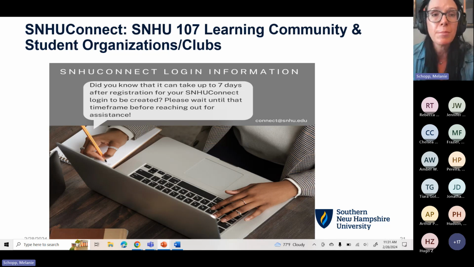But SNHU Connect has a separate login. Your login may not have been created yet. It takes about 7 to 10 days again after you register for classes. So if you hop off this webinar and go to get in there and you're locked out or don't have access, don't panic. It can take a few days. There's nothing that's graded in there. It's just more of a place for students to socialize, get some extra support, and get further connected to the university. But your login will be coming.